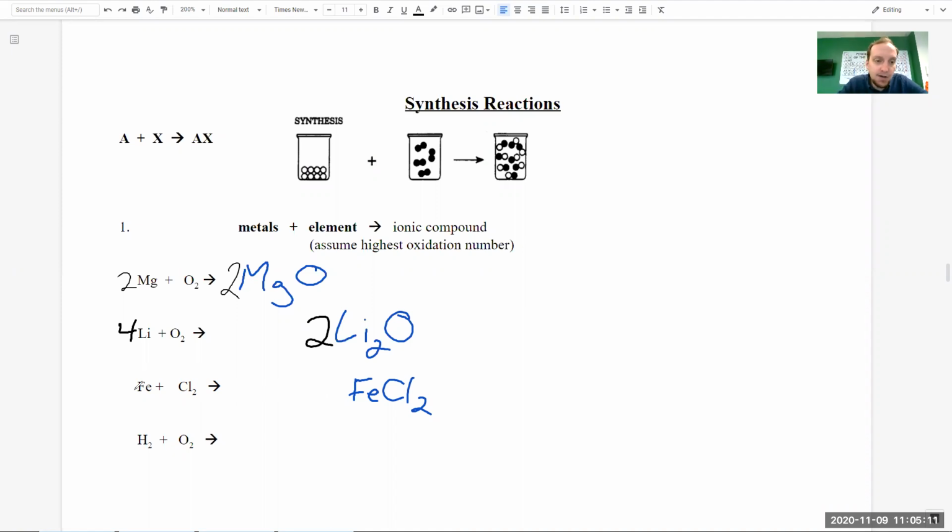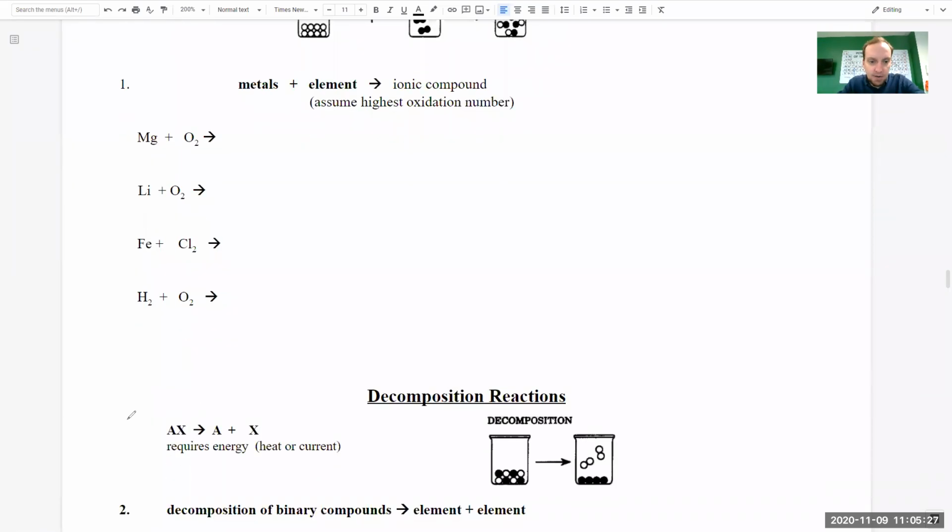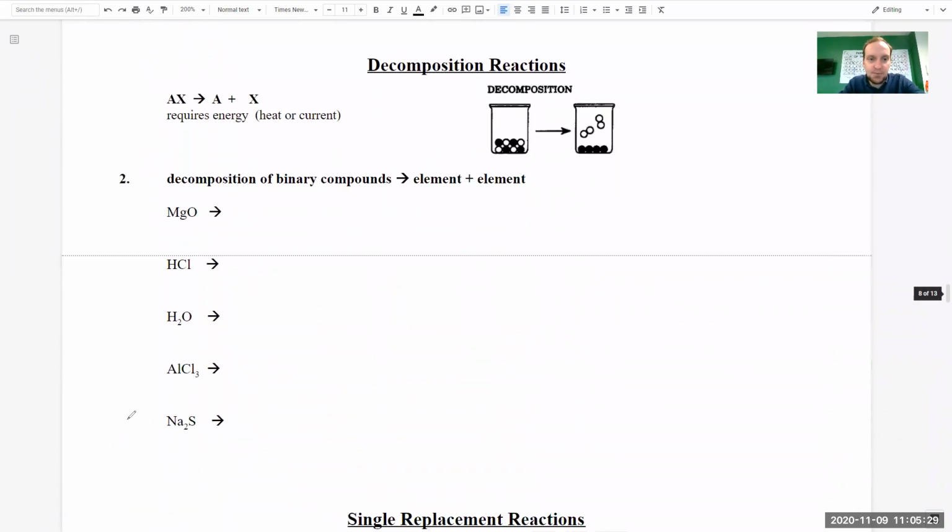Now, the way I would know that this is a synthesis reaction is because we have 2 individual elements. What else can you do, right? There's nothing else you can do with 2 individual things other than put them together. So that's a synthesis reaction, right? That makes sense. Okay, on the opposite side, we have the decomposition reactions.